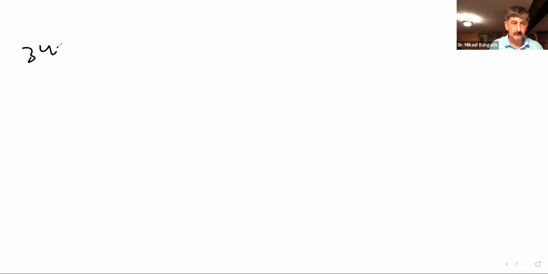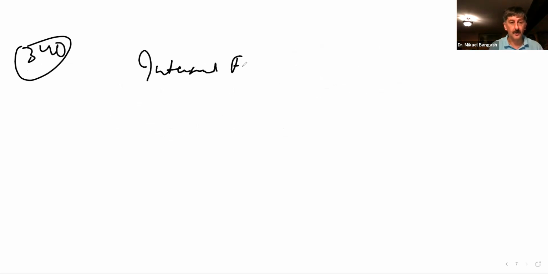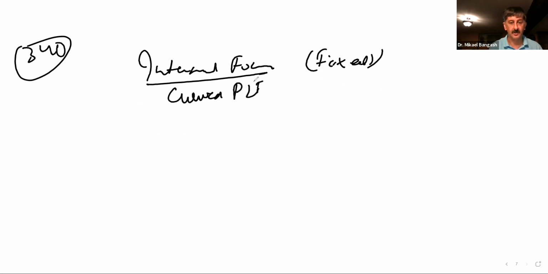340. Which of the following techniques is internal focusing? We already said that. Internal focusing, in this case, was fixed. But now they specifically asked about internal focusing, and that was when we had a curved PZT or crystal, which we can also call an active element.